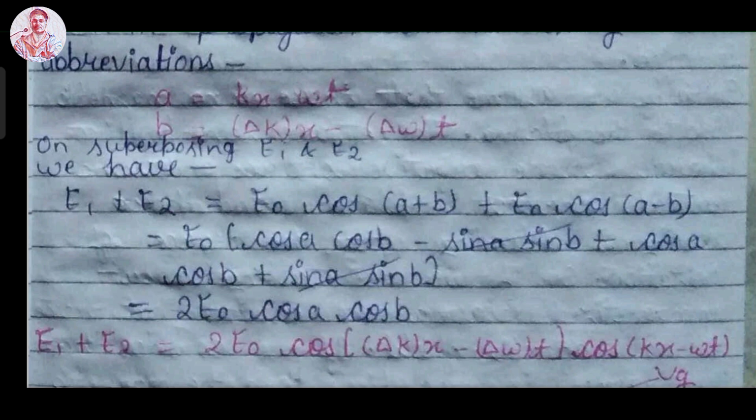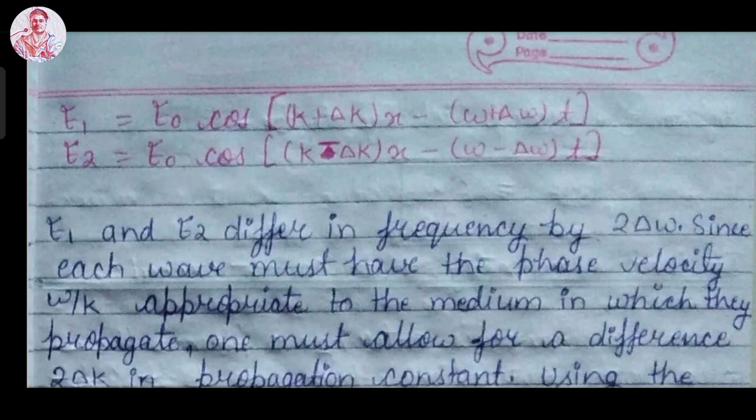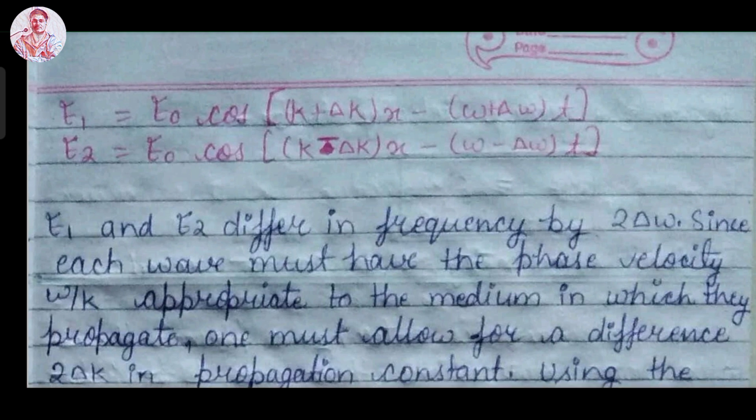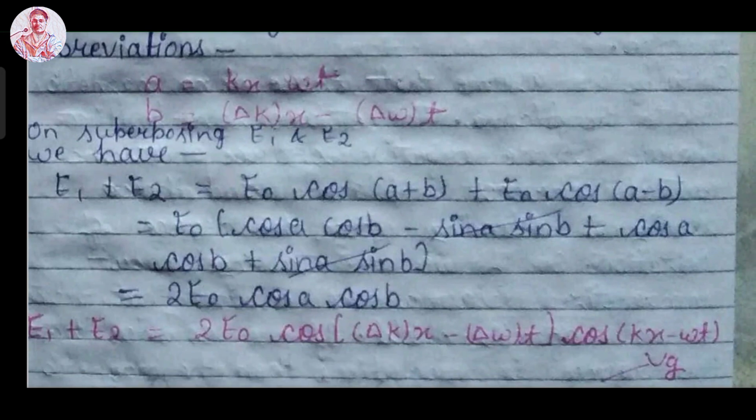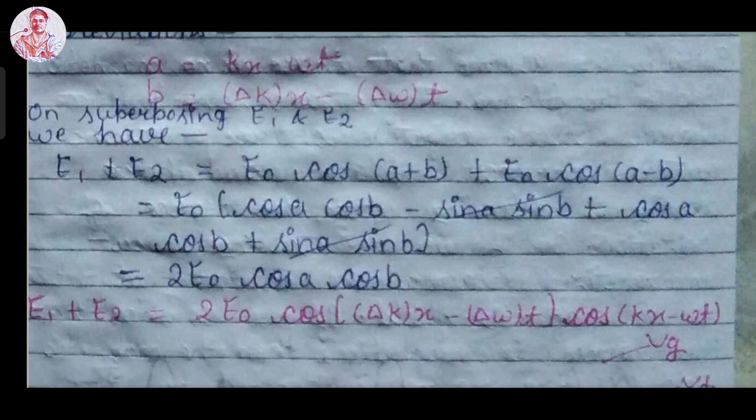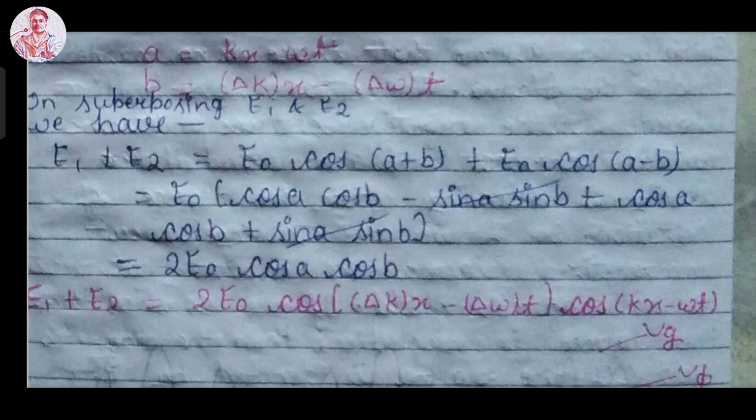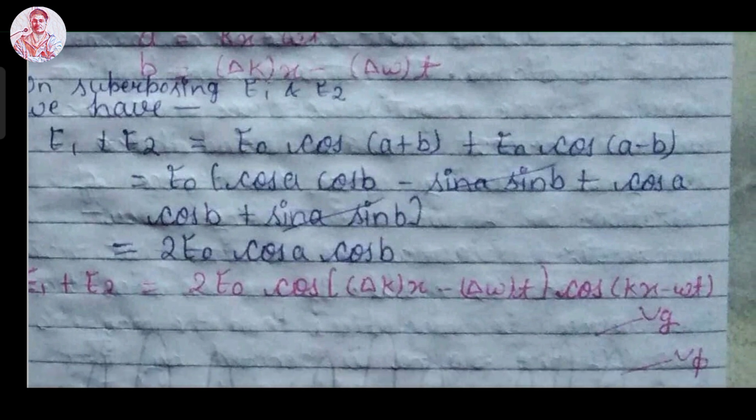Now we have to substitute the values of a and b in the equations for the E's, and the resultant wave we can achieve by adding E1 and E2. By adding E1 and E2 we get E0 cos(a + b) + E0 cos(a − b). With the help of the formula, cos(a + b) = cos a cos b − sin a sin b, and cos(a − b) = cos a cos b + sin a sin b. Then the resultant equation E = E1 + E2 becomes 2E0 cos a cos b, after the cancellation of the terms which cancel.